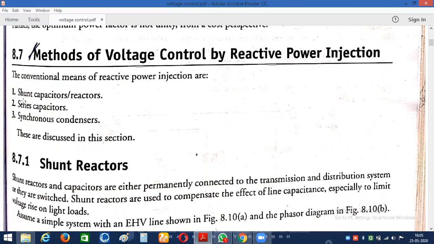In this method, either shunt capacitors or reactors, based on the requirement, are connected. Shunt means in parallel. So with respect to the power system network, either a reactor or a capacitor is connected in parallel based on the requirement. We will discuss in detail where and which type of device we will use, whether the shunt reactor or the shunt capacitor. And similarly, by connecting capacitors in series to the power system network, we will discuss how the reactive power controls the voltage. Similarly, by making use of the synchronous condenser.